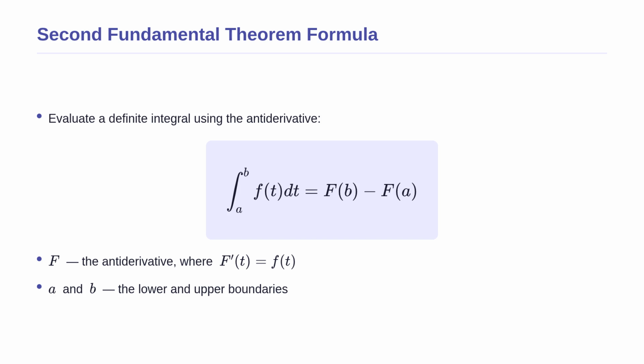If the upper boundary increases, the total accumulated area grows. If the boundaries are the same, the area is 0. This formula completely bypasses the need for exhausting geometric approximations.